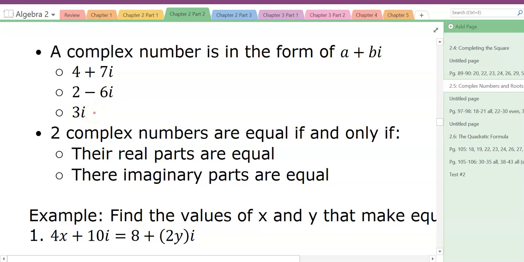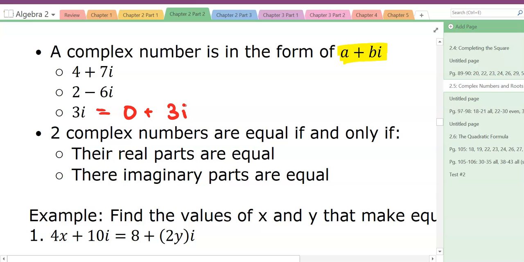Usually if they're written with the two pieces, with the number and then the complex root, the number always comes first. So this form here that says a plus bi, a is talking about a regular number piece, and then the bi is talking about the complex part. 3i is still technically considered to be a complex number in this form. It's just the regular number is a 0. It's like 0 plus 3i.